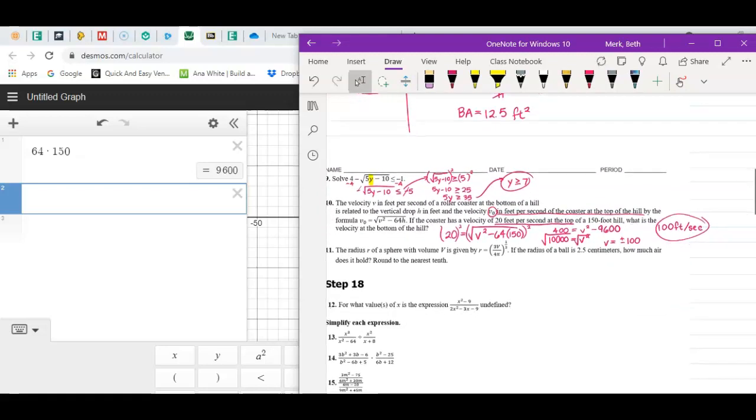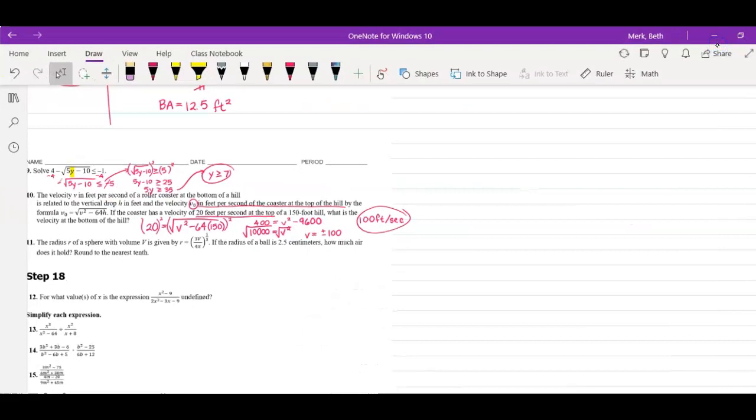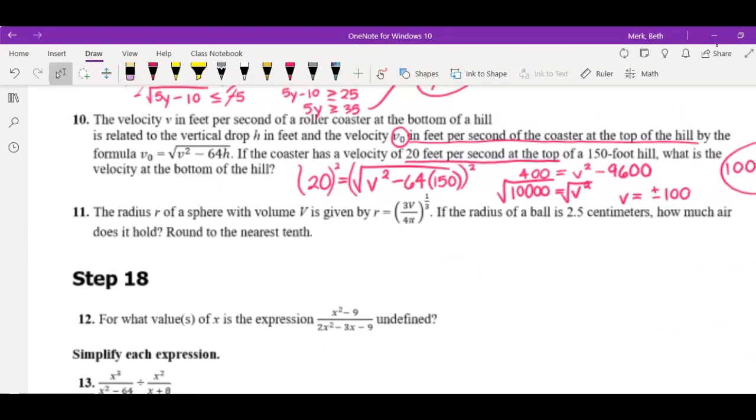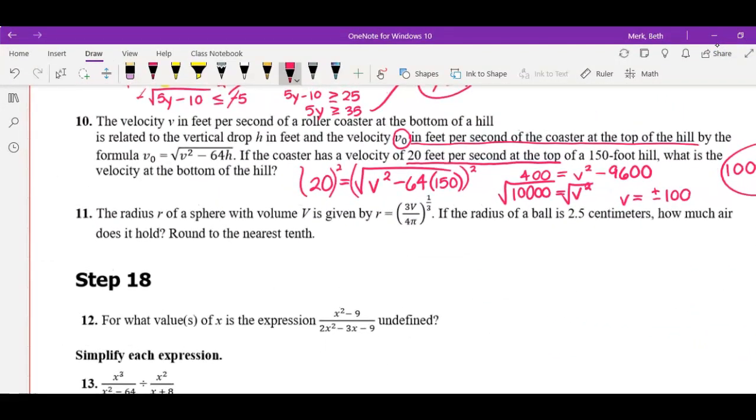Next, we have a radius of a sphere. They tell us that the radius has this formula, 3 times the volume divided by 4 pi to the 1/3 power. They also tell us that the radius is 2.5 centimeters.